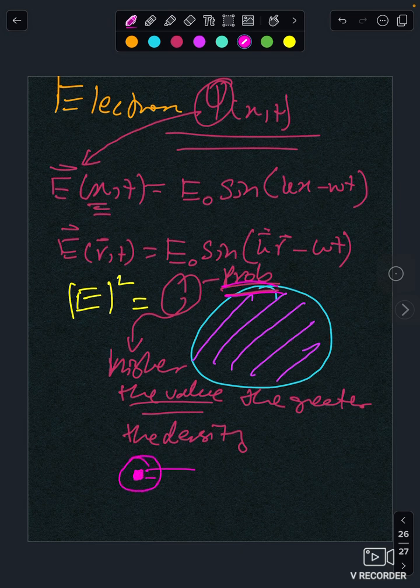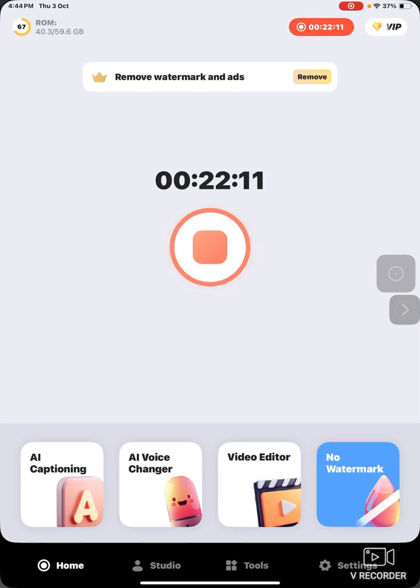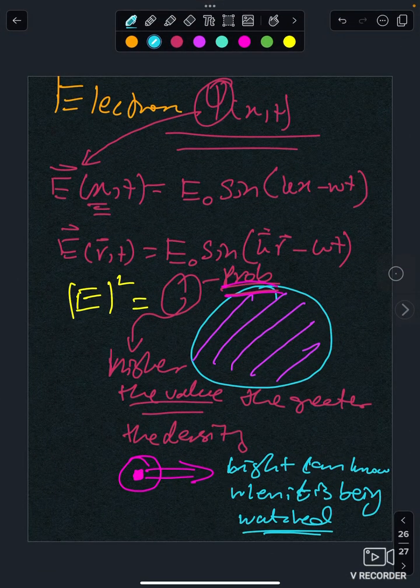And here we have one thing to talk about. This is how I think of it: light can know when it is being watched. When we talk about light, it will know when you're going to watch it and when you're not going to watch it. Similar is the case with electron.